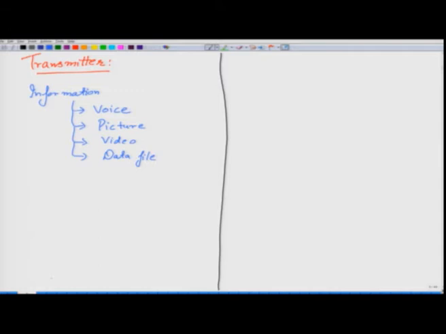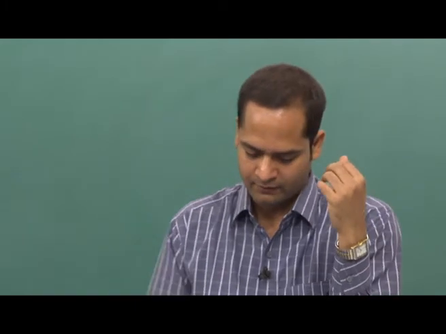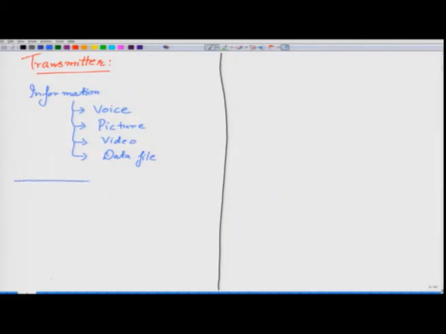Now, out of these, the first information that was electronically transmitted was in fact in the form of dots and dashes, and that was basically the telegram. So, we are not going to study that, we will rather start our discussion with the transmission of voice.